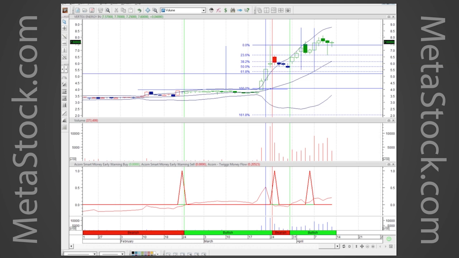Can you please repeat the three criteria? I'll go over that in a second. How do we know it's a pullback and not a reversal? Well, how do you know it's a pullback and not a reversal? Well, you've got to look at, that's where the smart money comes in.